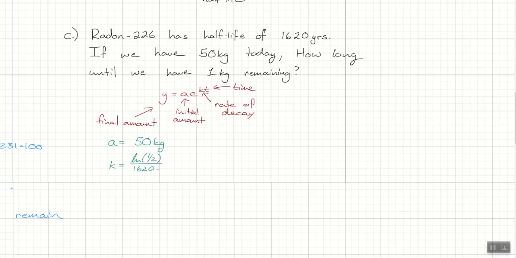1620. I am pretty confident this is a ridiculously small number. I'm not going to change it. I'm not going to type it into my calculator yet. I will hold off on it. This is a value of K. What am I trying to find? So I'm trying to find time.